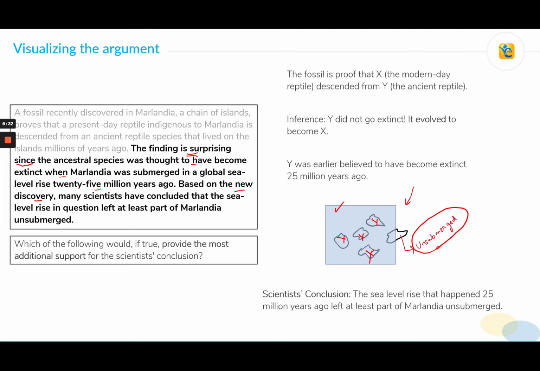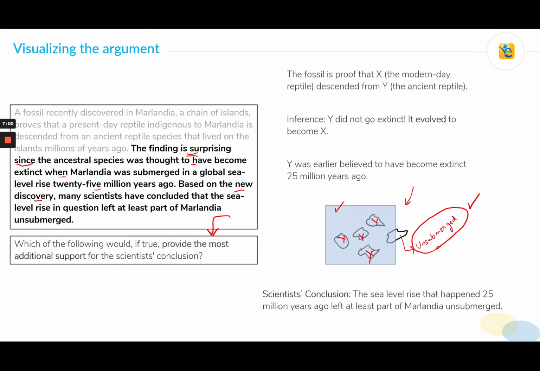It's the scientist's conclusion. Scientists are concluding, based on everything that we have read, that the rise in sea level that happened 25 million years ago definitely happened, but it did not submerge every part of Marlandia. There's at least some portion that did not get submerged. So this is the scientist's conclusion. What are we to do in this particular question? We need to strengthen the scientist's conclusion. For all practical purposes, the scientist is the author.